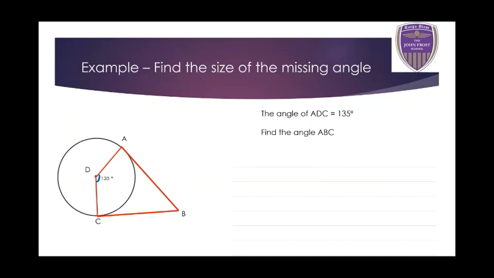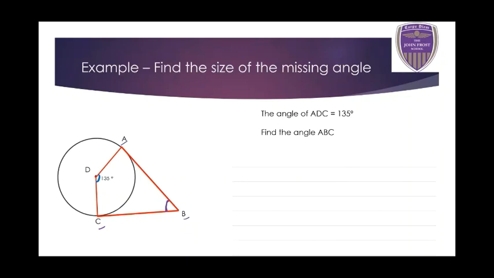So we're asked to find the size of the missing angle in this shape. It looks like we've got two tangent lines coming from point B, and we're given the angle within the circle between the two radii. So we're trying to find angle ABC, the angle in the nook of B. Now, how can we do this?